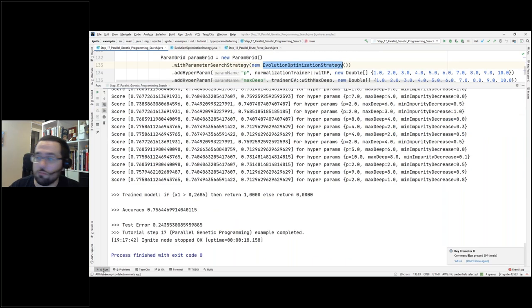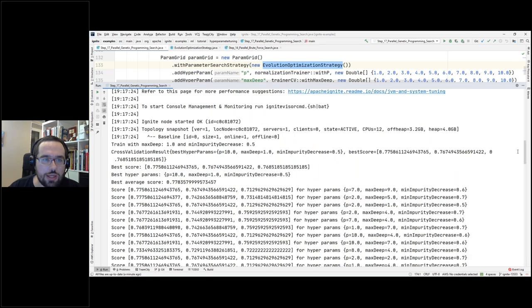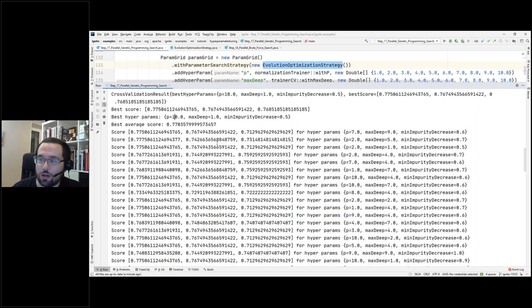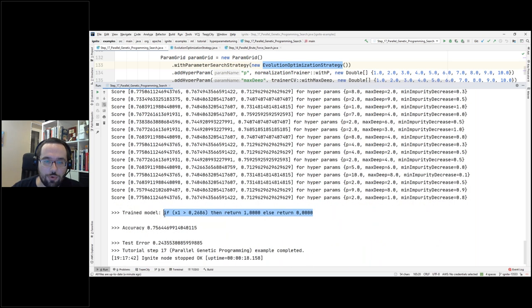But okay, the training is finished 10 times faster. We have lower accuracy, of course, because we don't brute force all possible cases, but we could see that accuracy is close. We lost only 3% in our accuracy on the small data set. And we have best hyperparameters close to the previous. P is equal to 10.2. Min impurity decrease is close to the previous, but max deep is lower. It's only one. It's a very, very little tree. And it works very well in our case. It uses a special feature to predict correctly.